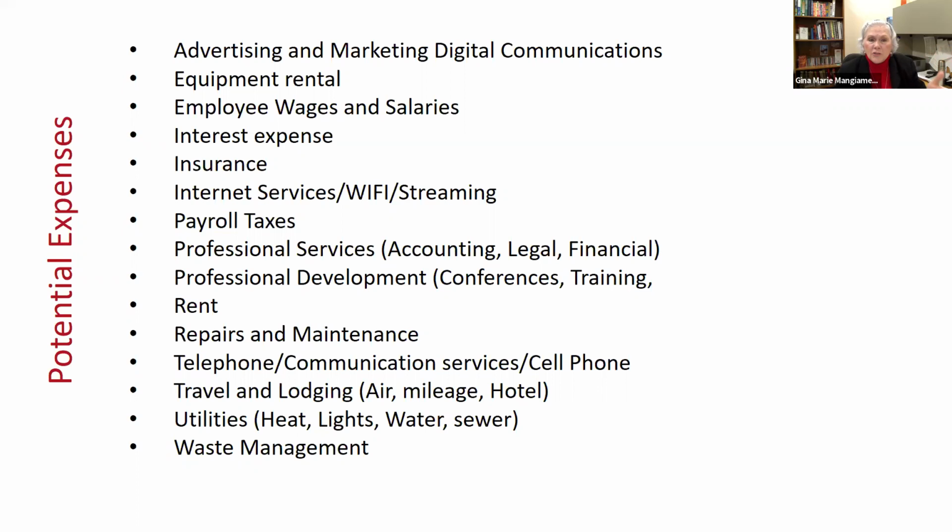If you're a social worker or medical doctor, different types of insurances are applied here. It could be medical insurance for your employees, could be workers' compensation insurance. So that category is big depending on the situation you have for your business. Internet services, Wi-Fi, streaming services, all operating expenses. Professional services like your CPA accountant, bookkeeper, legal advisor, attorney, a financial planner.